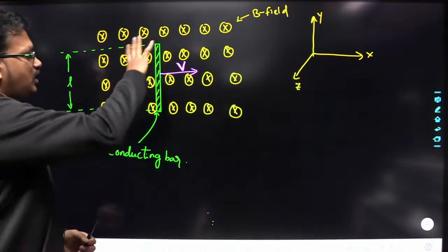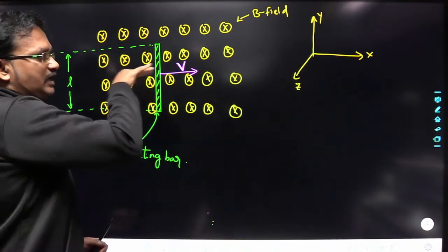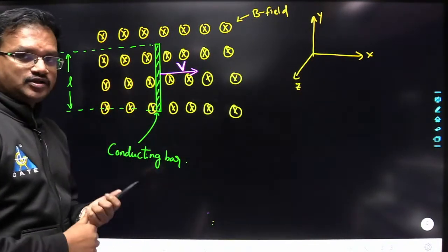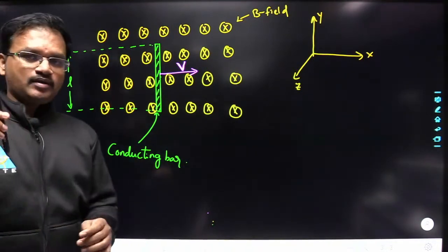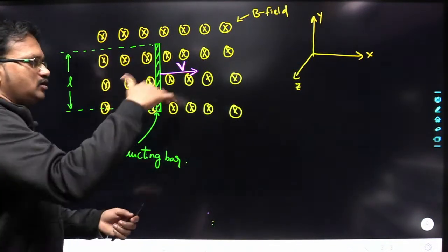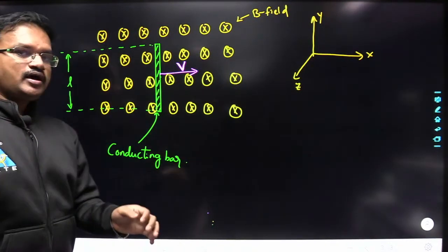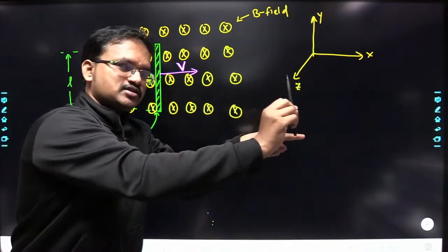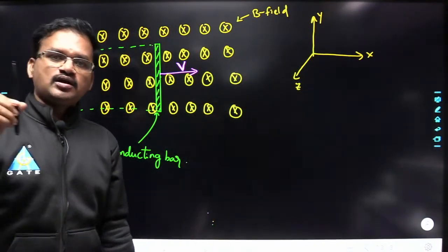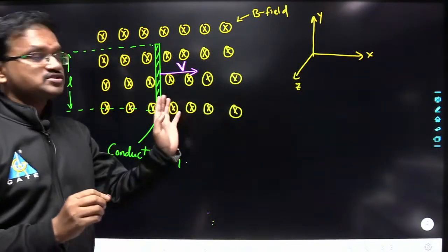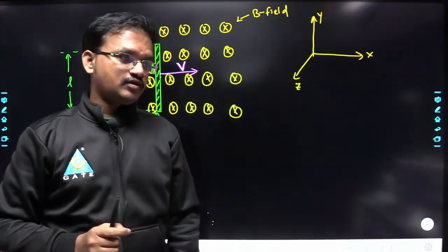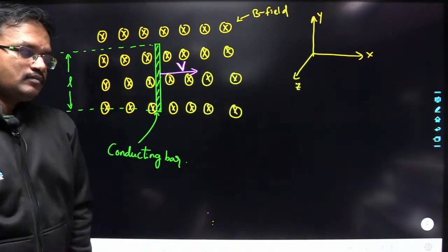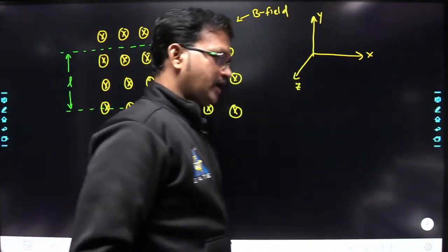Now this conducting bar is moving with velocity v in the x direction. Can you guess what will happen here? The magnetic field lines are pointing into the board, and the conducting bar is moving in this magnetic field with velocity v. So whenever a conducting bar is moving in a magnetic field with velocity v, what will happen? Can you guess?